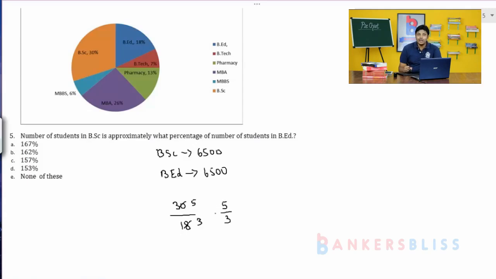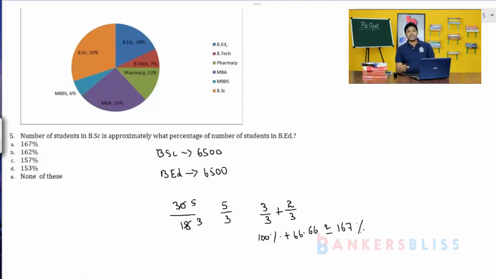So how much you got? 5/3. The numerator is more than the denominator, therefore the percentage value should be more than 100%. All the options are more than 100%. Now, 100% means 3/3. But we have 5/3, so how much extra? 2 is extra. So 3/3, 100%, plus 2/3, which is 66.66%. So approximately equal to 167%.